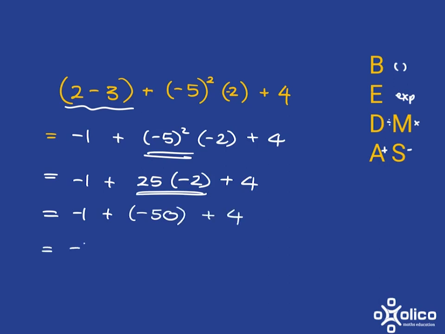Okay, and so what do I have? I'm adding a negative, so it's just subtracting. And now all I have is addition and subtraction, so I simply work from left to right. So -1 subtract 50, that's -1 going even further down, so it's going to be -51, but then coming back up 4 steps, so it's going to be -47.